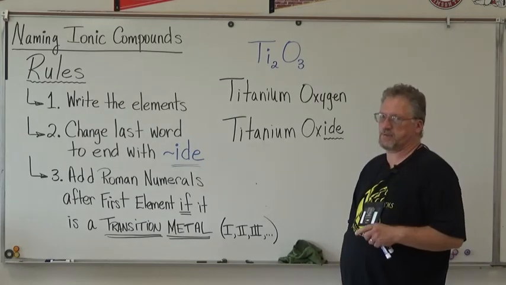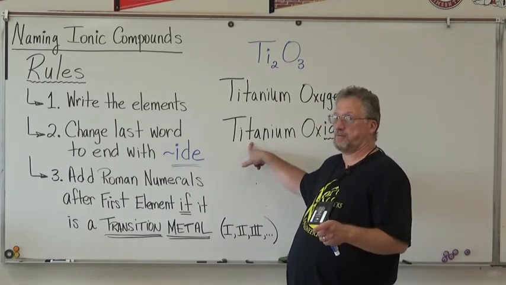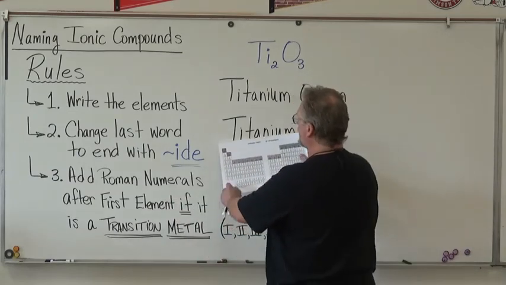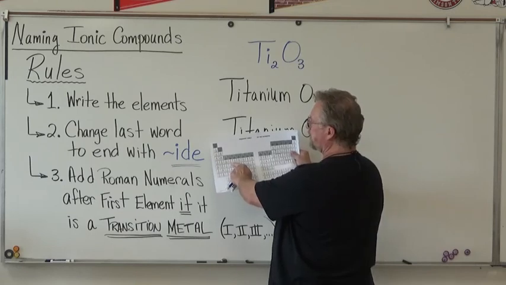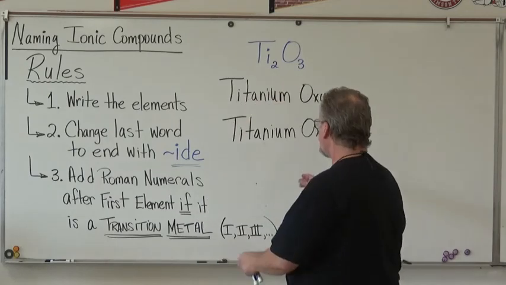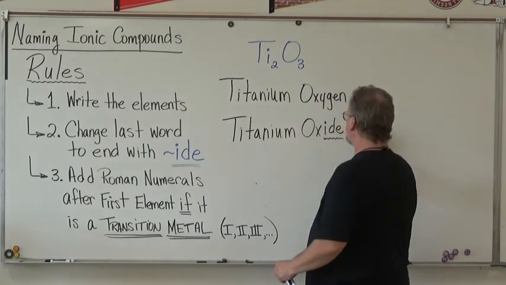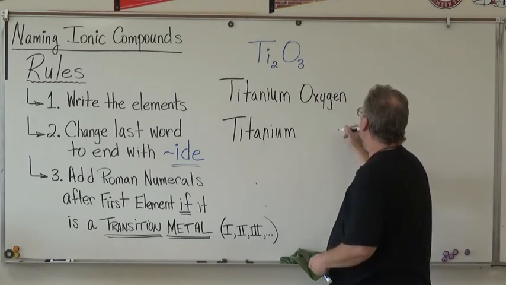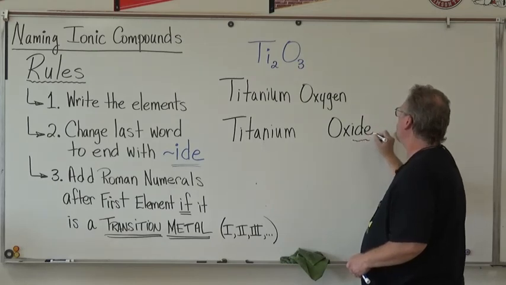Now, the next big thing. Is the first element a transition metal? Yes, it is. I intentionally picked that. Told you I would do that. And we know for sure because here in this bridge area where all of our transition metals are, there's titanium right over there in the upper left-hand corner. Titanium. Now, the rule is this. Right after this word titanium, we have to put a Roman numeral right in there somewhere. So I'm going to scoot oxide over, make a little room. Okay, there's a little IDE in the end.